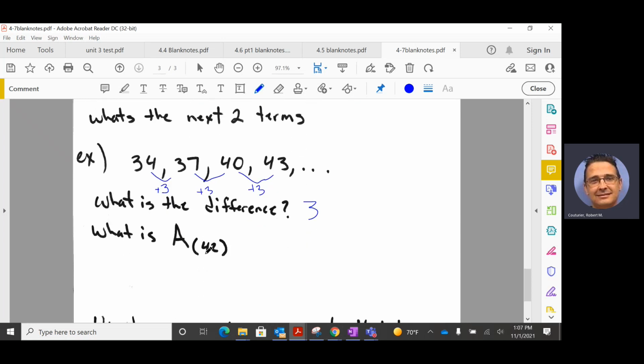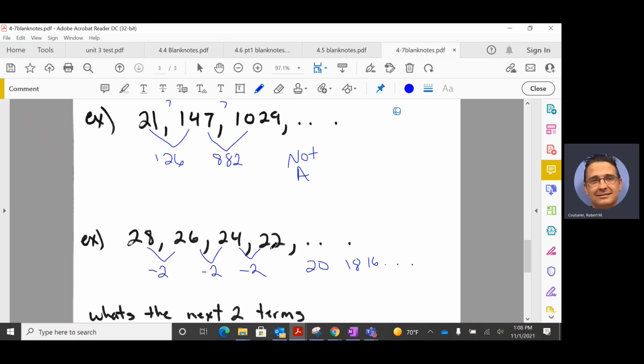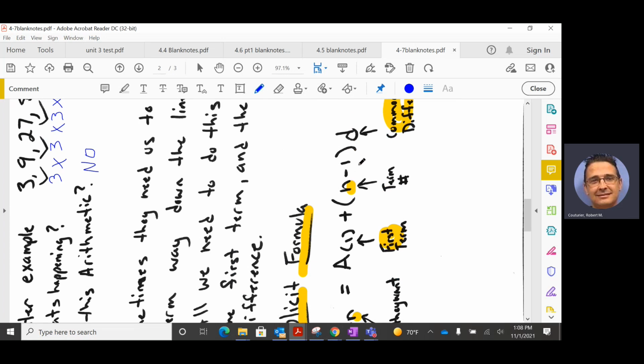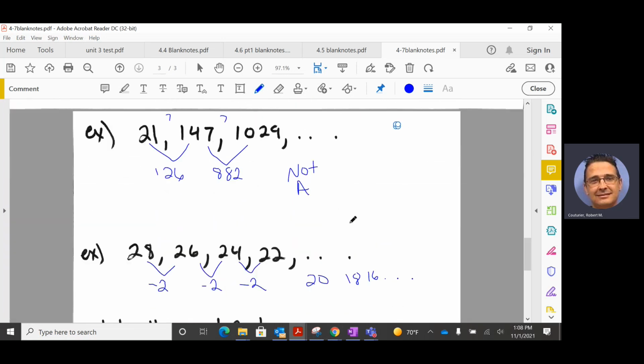And they want us to figure out, if a sub n is 40, the 42nd term. So what we need to know is, what is a sub 1? Remember, I'll write it above. We need a sub 1, our first term, which is 34. And let's refer to our equation up above. I know it's a little sideways. The first term plus n minus 1 times the common difference.